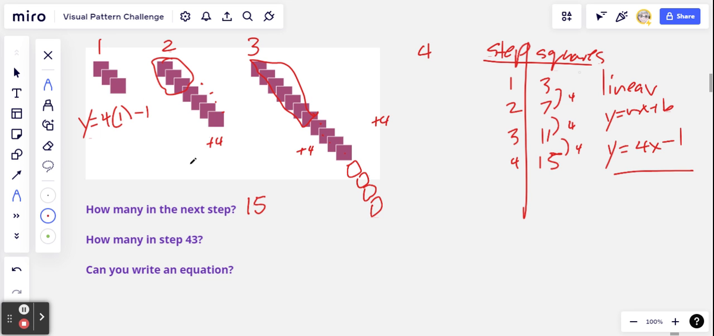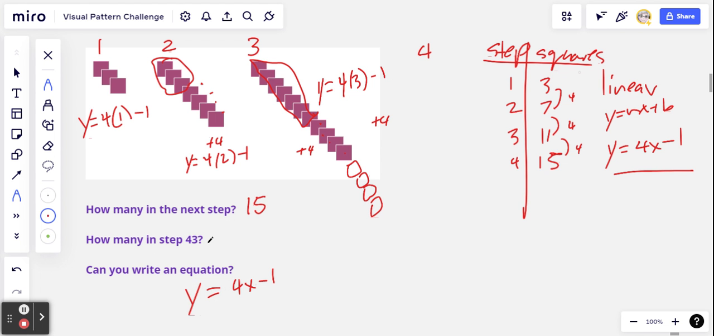We can verify that this works in step 2. Y equals 4 times 2 minus 1. 4 times 2 is 8, minus 1 is 7. That's how many we've got. How about in step 3? Y equals 4 times 3 minus 1, and 4 times 3 is 12, minus 1 is 11, and that's how many we've got. So our equation looks like it's working. Y equals 4x minus 1.